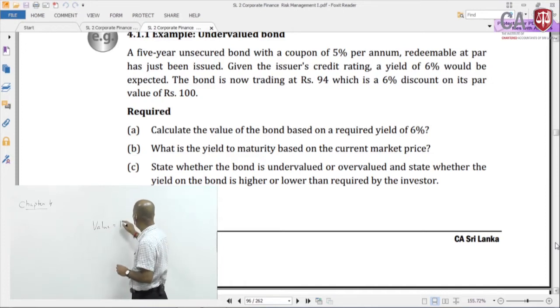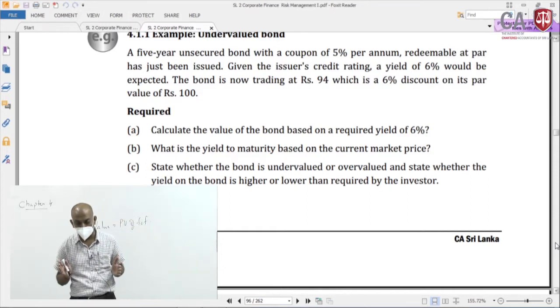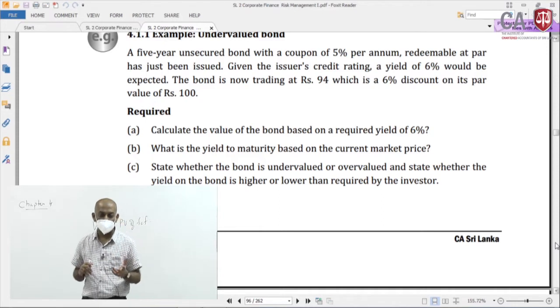So what is the basis we said? Value of the bond equals the present value of future cash flows. So you need to know the cash flows and discount using your return requirement. Future cash flows: it is a 100 rupee nominal value bond with a 5% coupon rate, annually paid. So for 5 years you get 5 rupees on your nominal value of 100 rupees. That's your cash flow. And at maturity, they say you will be redeeming at 100 rupees, redeemable at par.